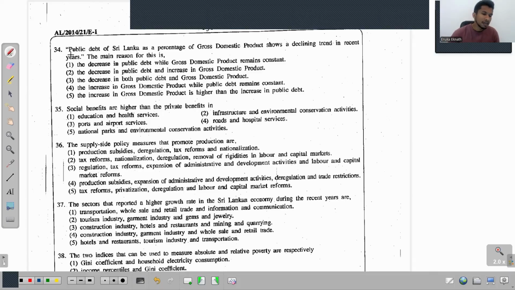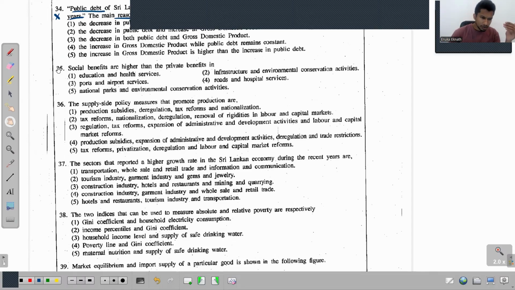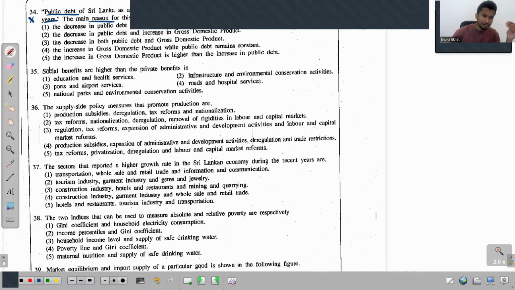Look at this question 34 now. It says public debt of Sri Lanka as a percentage of gross domestic product shows a declining trend in the recent years, and they ask us to recognize the reason for that. This is in the 2014 A-level paper, and this answer is not going to be valid anymore for your paper. So I'm not going to discuss this. We'll skip this one. So come to this question 35.